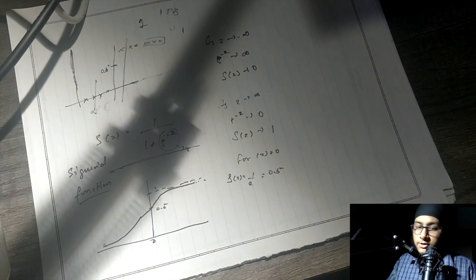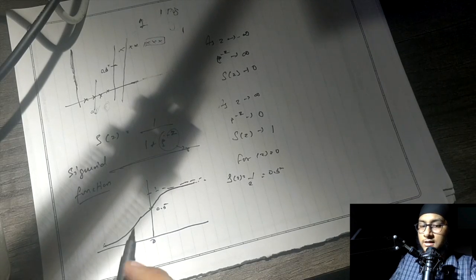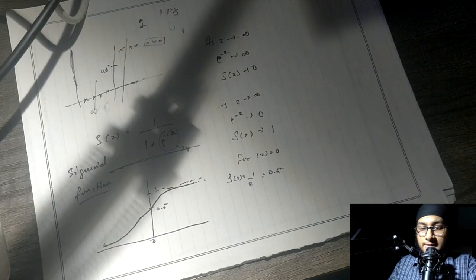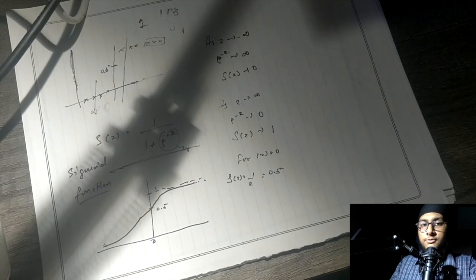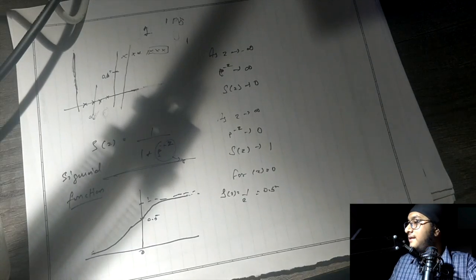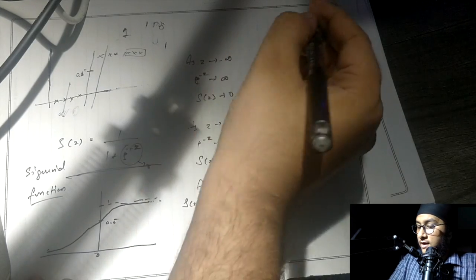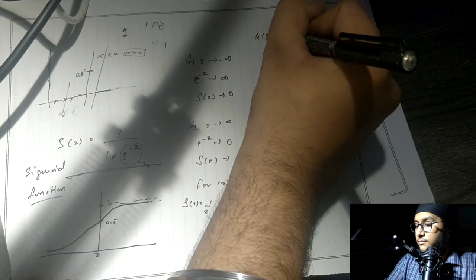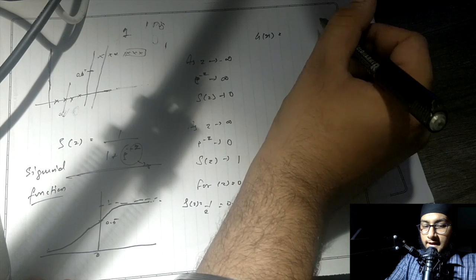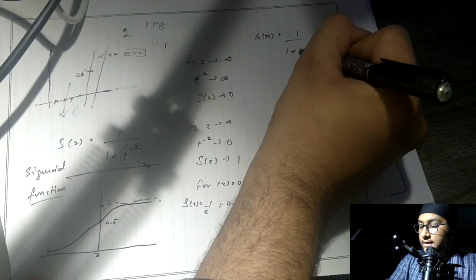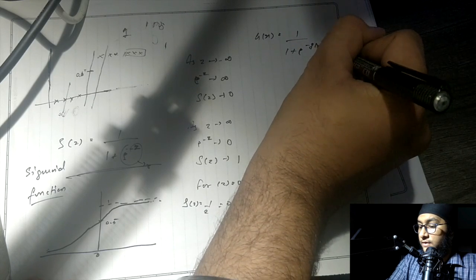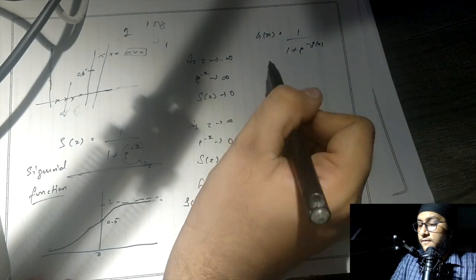So this nice looking curve fits exactly between 0 and 1, and that is what we are going to use in logistic regression. Our logistic regression algorithm boils down to h(x) = 1 / (1 + e^(-g(x))). This is our sigmoid function.